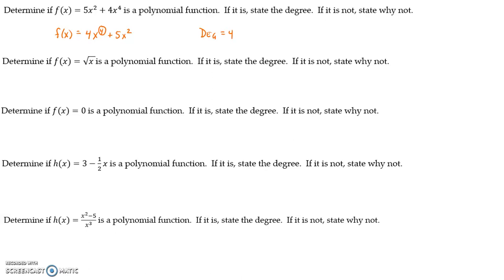In our second example, we've got f of x equals the square root of x. We can rewrite that as x to the power 1/2. And this is an example of something that is not a polynomial function. In this case, we have an exponent that is a fraction.